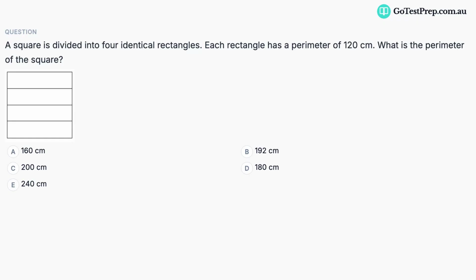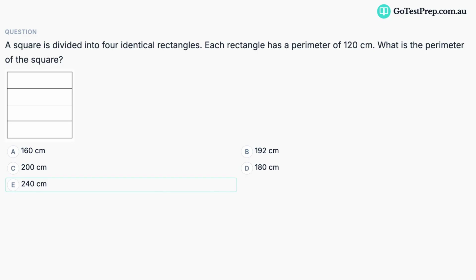Okay, so here's what we're looking at. A square is divided into 4 identical rectangles. Each rectangle has a perimeter of 120 centimetres. What is the perimeter of the square? Option A is 160 centimetres, option B is 192 centimetres, option C is 200 centimetres, option D is 180 centimetres, and finally option E is 240 centimetres. Those are all 5 choices.